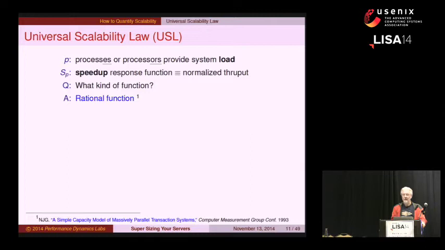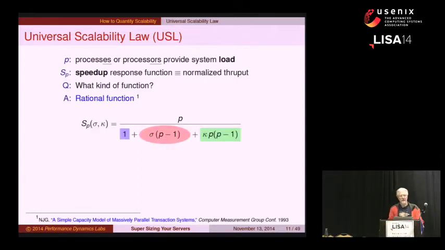Well, it turns out it's what's called a rational function, something that I devised in 1993, so I've been banging on this for quite a few years. And here's what it looks like. The thing on the left-hand side is the speed-up function, the response of the system to the load that's applied, normalized throughput for us today in this conversation. And it's a ratio where the top of the fraction is represented by simply the number of processors or nodes in the cluster. And the interesting stuff goes on in the denominator.